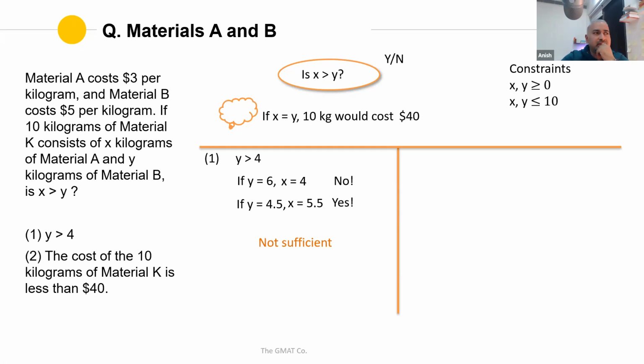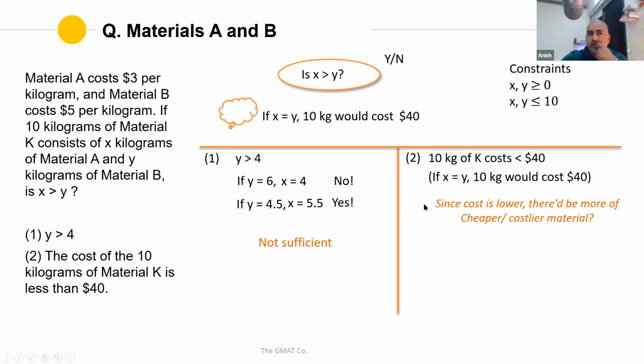Now let's look at the second statement. The cost of the 10 kilograms of material K is less than 40. So 10 kilograms of K costs less than $40. And we had already discussed earlier that if X and Y were equal, if they were each 5 kgs each, the two materials, then the cost would be $40. Now, since the cost is actually lower, there'd be more of the cheaper material or the costlier material? What do you think?